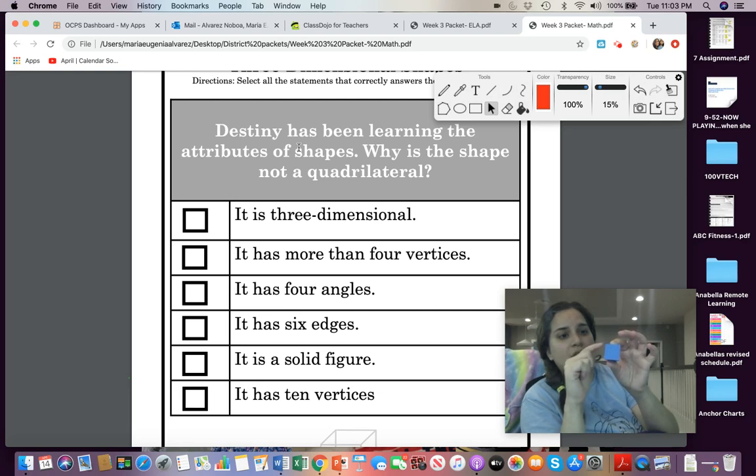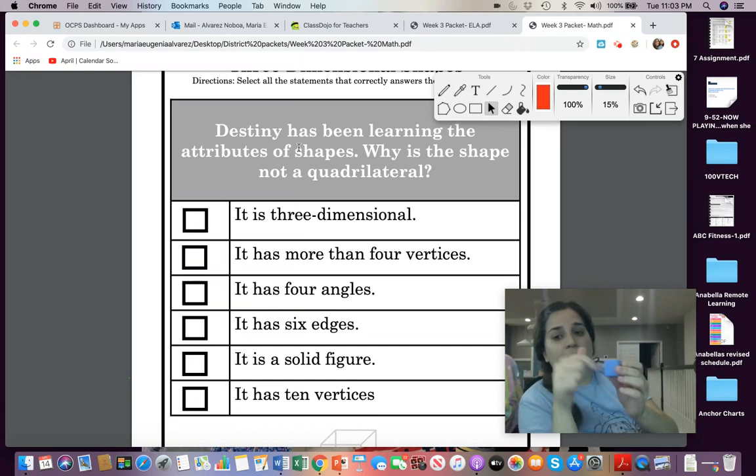4 edges on one side, that's 8 edges. Wait, 8 edges? No. 1, 2, 3, 4, 5, 6, 7, 8, 9, 10, 11, 12. 12 edges. Cubes have 12 edges. And then you have the points, the corners, or the vertices.